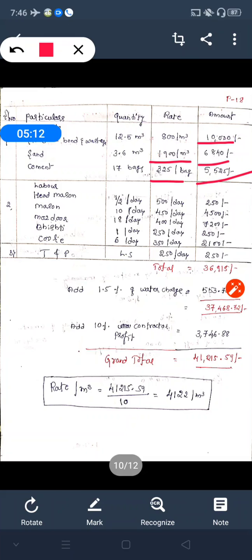Admission is nothing but Mestri, Mason, Mazdoor, Bisti and Coolie here. For completing the 10 meter cube of work per day, we required around 0.5 for admission, whereas mason is around 10 numbers, Mazdoor is around 18 numbers, Bisti is 1 number, and Coolie is around 6 numbers. So once again, admission is 0.5, mason is 10, Mazdoor is 18, Bisti is 1 number, and Coolie is 6 numbers.